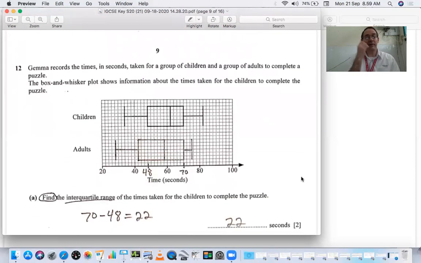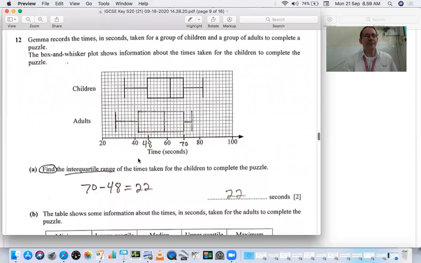Moving on to here, we have our box and whisker plot. They provide one box and whisker plot for you. They say find the interquartile range of the times taken for the children to complete the puzzle. So here is your minimum, here is your first quartile, here is your median, this here is your third quartile, and then your maximum. The interquartile range is your third quartile minus your first quartile.